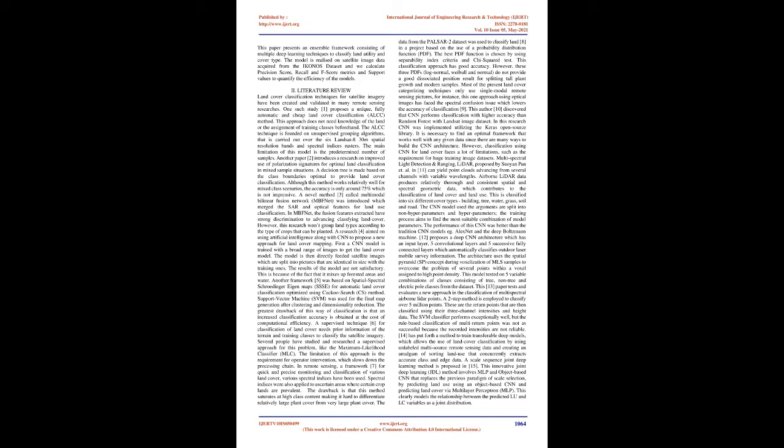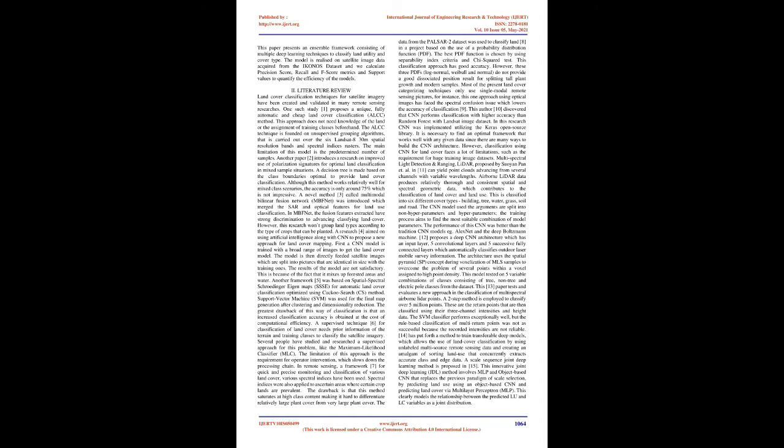This paper presents an ensemble framework consisting of multiple deep learning techniques to classify land utility and cover type. The model is realized on satellite image data acquired from the IKONOS Dataset, and we calculate precision score, recall and F-score metrics and support values to quantify the efficiency of the models.